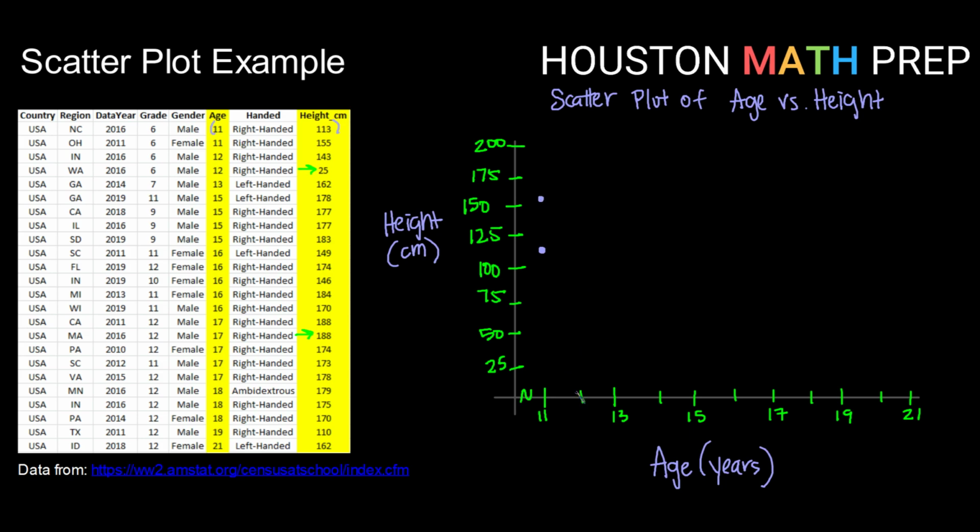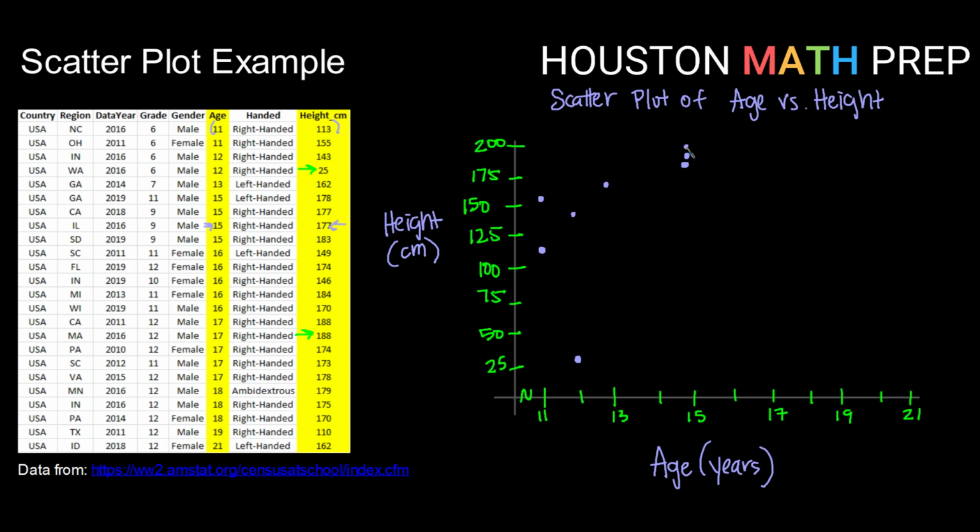The next one is 12, 143. Then 12, 25. 13, 162. Skipping over to 15, 178, 177. Notice here I have the same data point twice, so I don't have to draw a dot for that one again. That dot is already there. So I just move on to the next one.